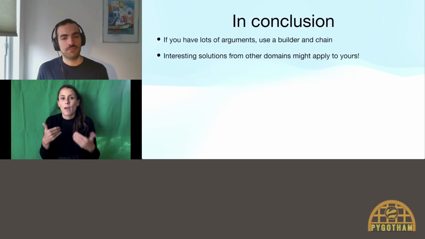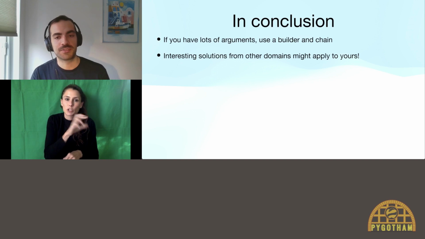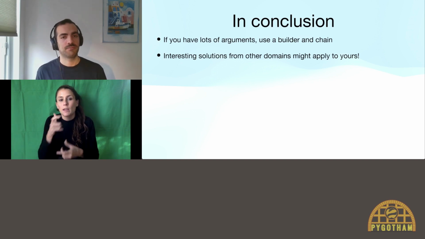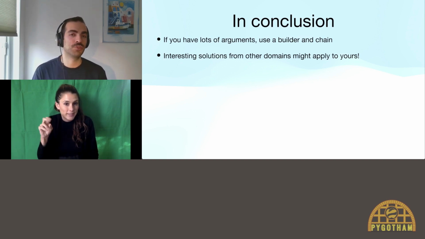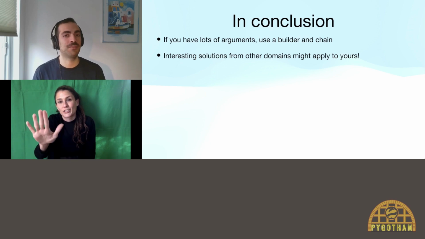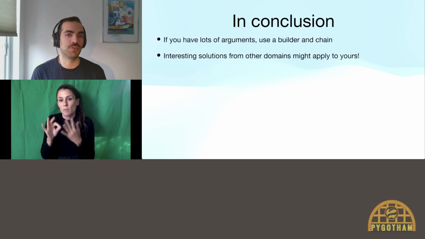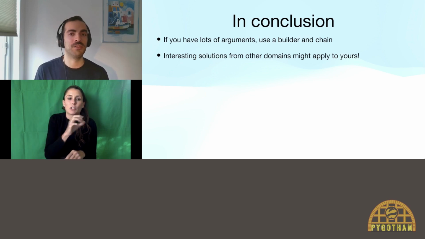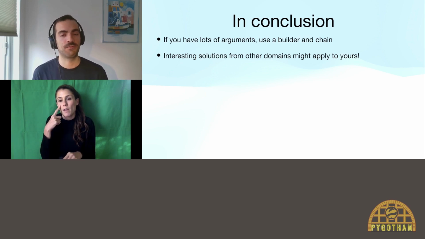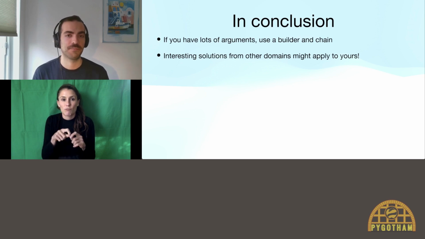In conclusion, if you have a lot of arguments, use a builder and chain. And interesting solutions from other domains might apply to yours. And this is how I discovered why functional options don't work here, and why a builder and chain is even better for wrapping clients. And that's it.